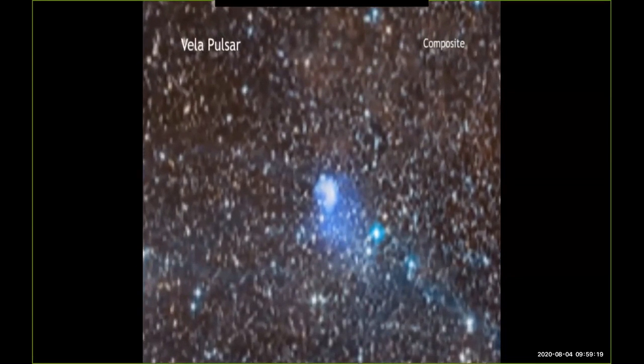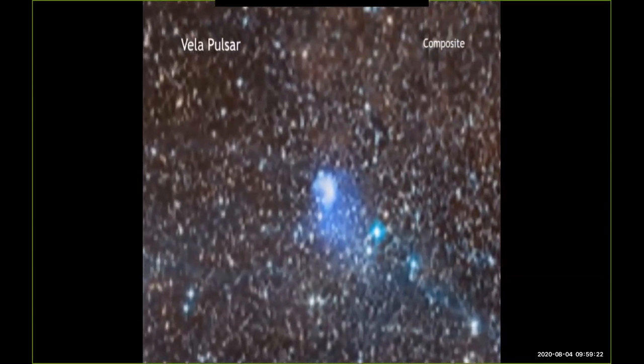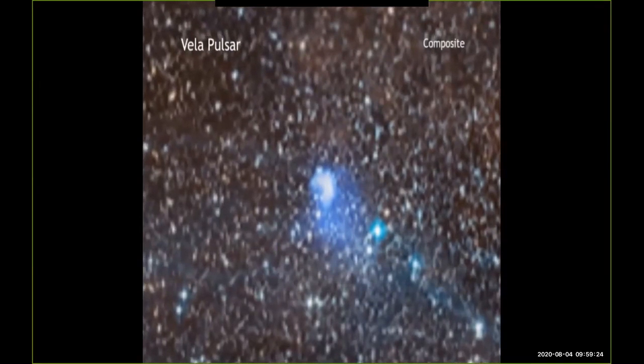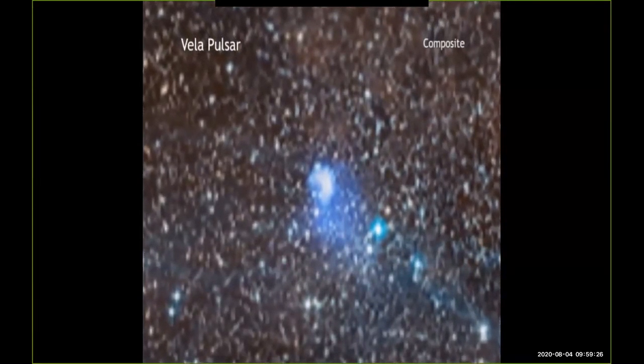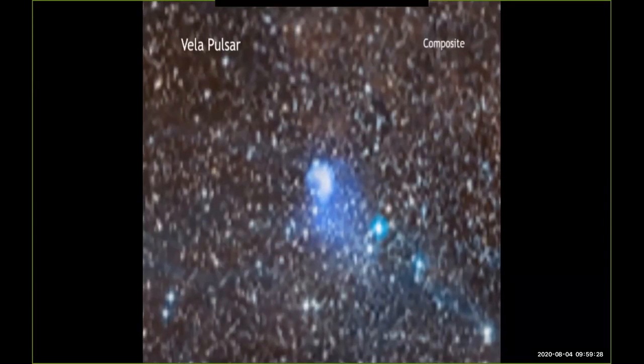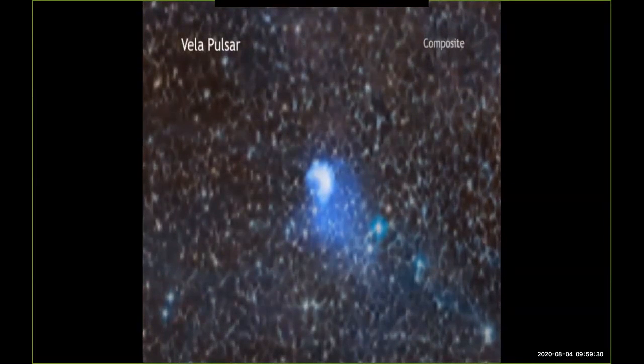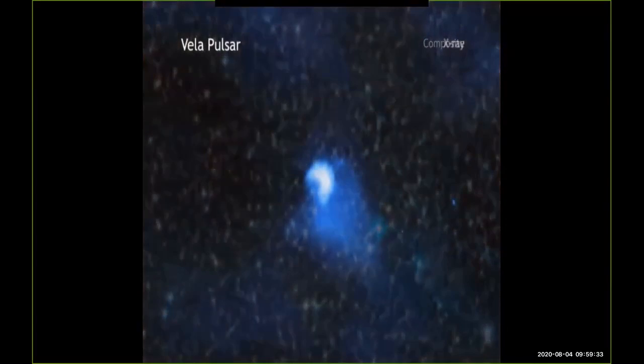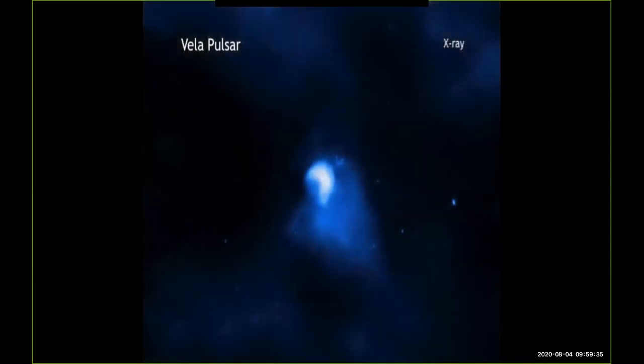Okay, what you will see is, at the moment we are still zooming in, but what you will see is that they actually took several pictures of the same pulsar over, I think, a period of a few months, and then they made a video out of that. And that's what you will see now.